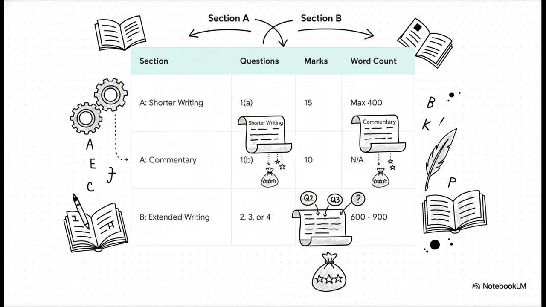You can see the exam is cleanly split right down the middle into two sections, each worth 25 marks. Section A is this mandatory two-part combo. Question 1A is a shorter writing task worth 15 marks, and 1B is a reflective commentary on that exact piece of writing, worth 10 marks. Section B, though, that's a single, heavily weighted extended writing task for 25 marks, where you get to pick one out of 3 possible prompts.